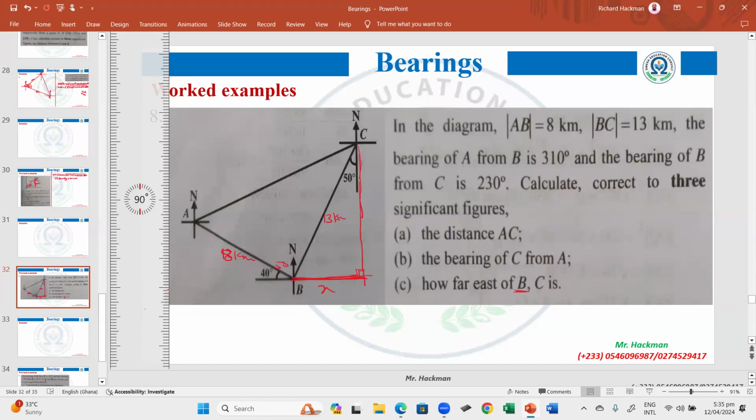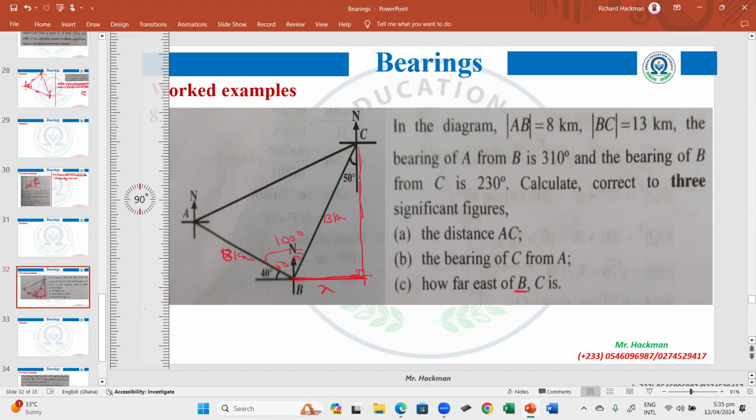Okay, and let's see what we have here. If this is 50, this angle here will also be 50. Do you agree? Yes. So it means you have an included angle that will be 100 degrees.